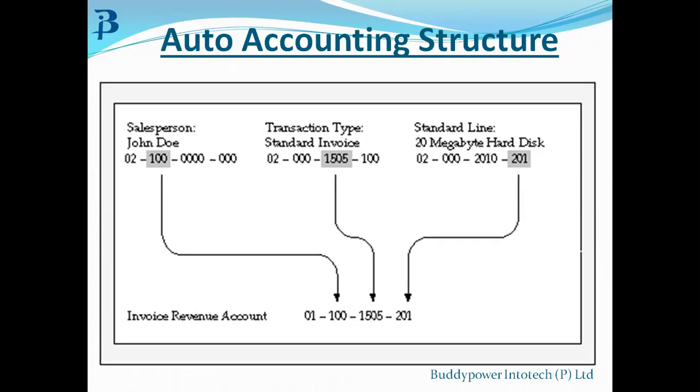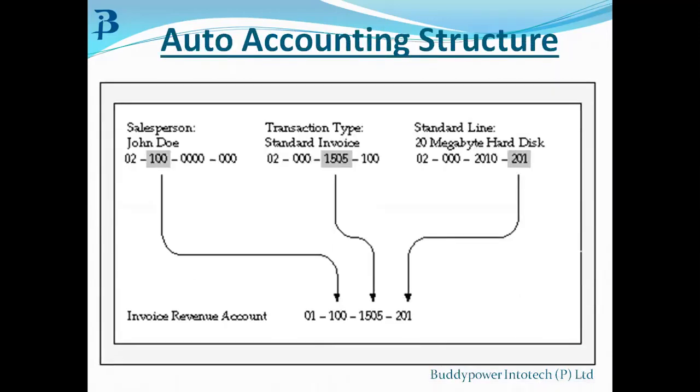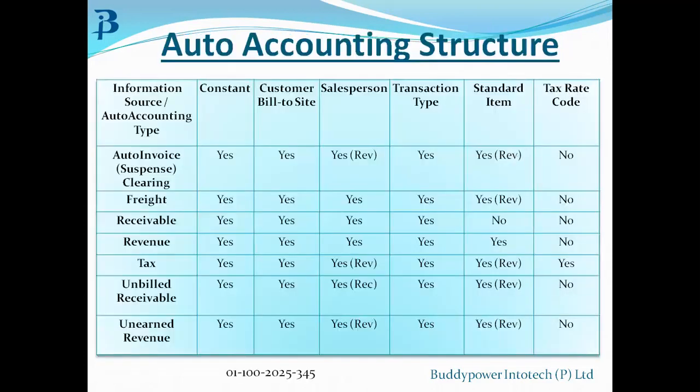Then the fourth segment can be from your standard line, which is your 20 megabyte hard disk, which is a product. This is a standard line. If you see here, this is your standard line in the previous one, if you remember. One second, this is your standard line. Standard item, this is a standard line.